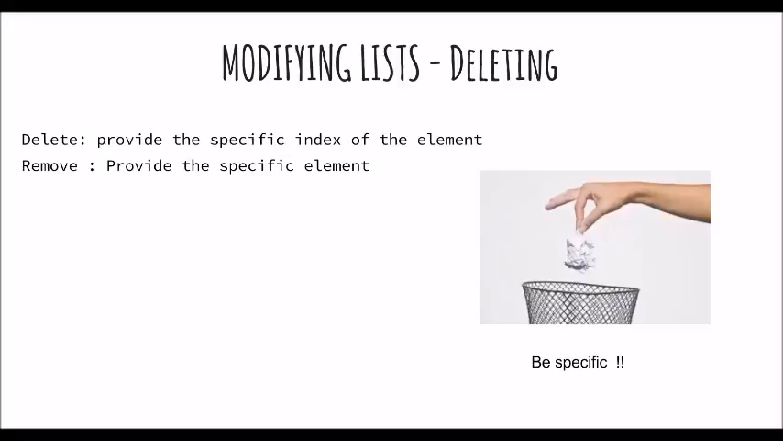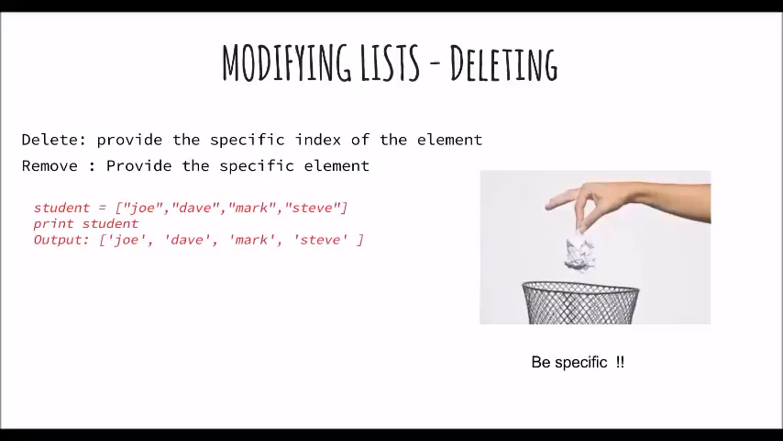the list. So you have the list of student Joe, Dave, Mark, and Steve. So you print out the student list and you get Joe, Dave, Mark, and Steve. Now you want to remove Steve. So you provide the element Steve, and if you try to print out the list of student, you would not find it in it anymore because it searches through the list and it removes the element Steve.